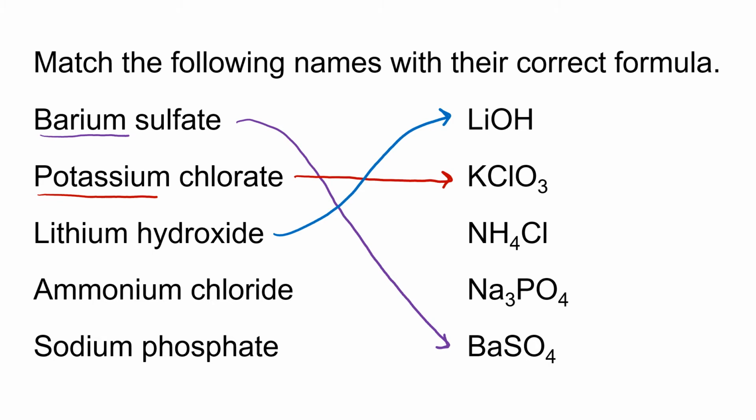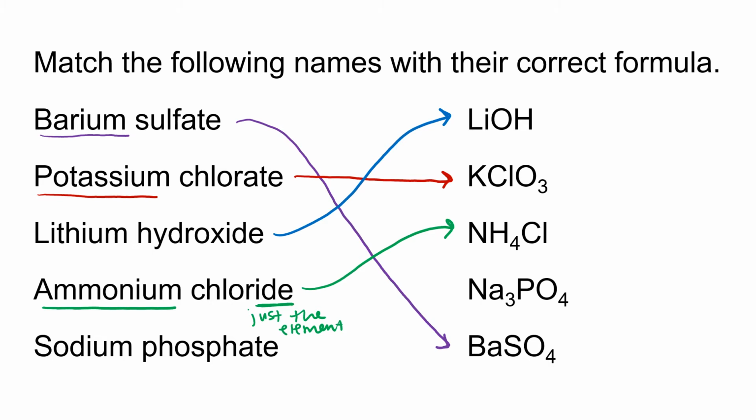Looking at the next one, ammonium chloride. So ammonium is the cation, which is why it comes first in the formula and in the name. And so we're looking for ammonium as the first element in the formula, followed by a chlorine ion, because that "ide" tells us it's just the element, not the poly. So we're looking at this third one here of NH4Cl.